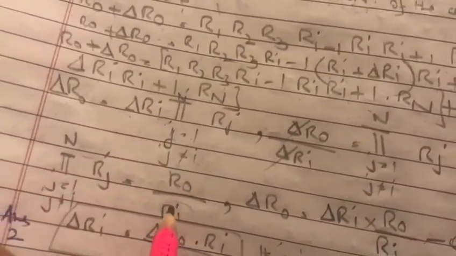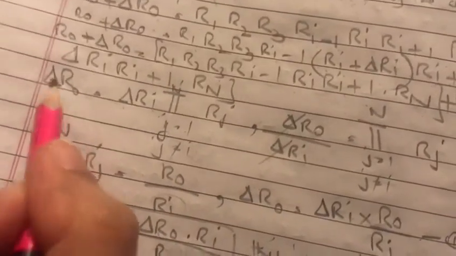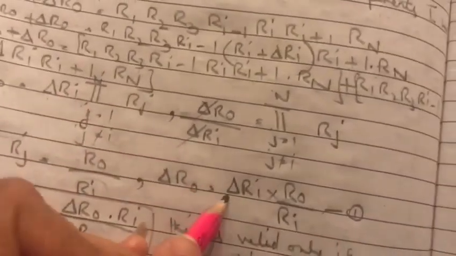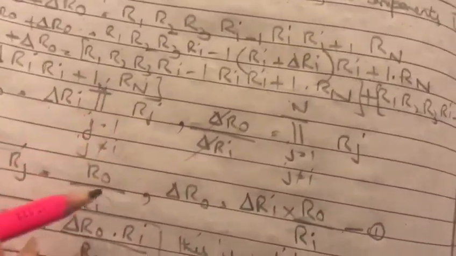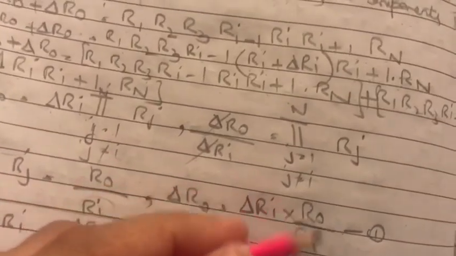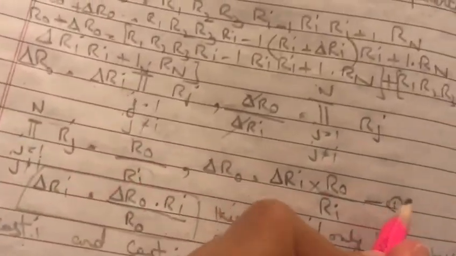And what we have to do now is take this delta R0 equation with delta Ri, and we have found the value of this, R0 over Ri. So we keep the value R0 over Ri here in this equation, and we name it equation 1. Okay, got it? We named it equation 1.